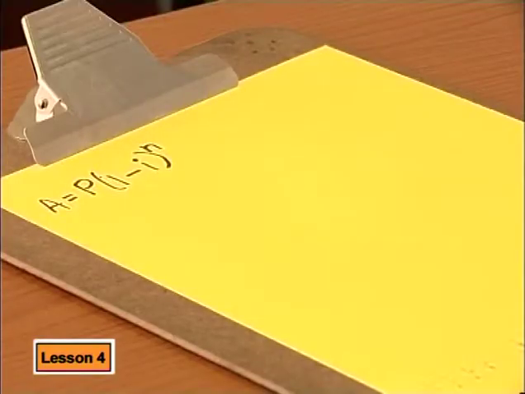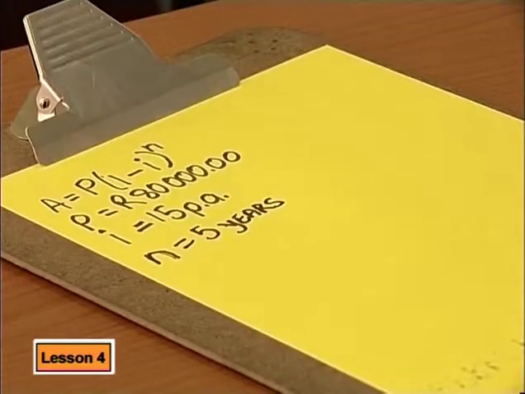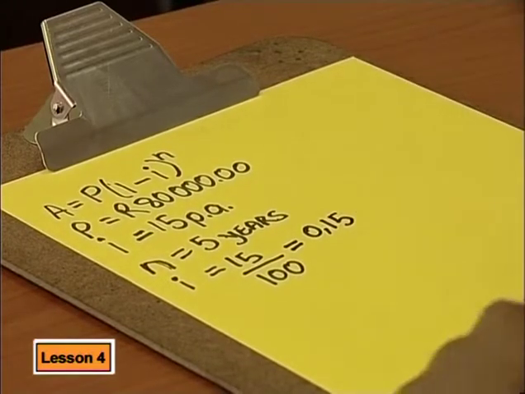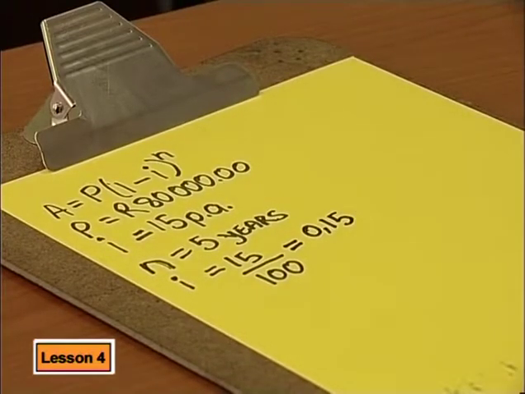P is the original value of the car, so that's 80,000. The rate of decrease is 15%. We want the value of the car after 5 years, so N is 5. Great stuff, Lucy. If you were writing a mathematics test, you would get your first mark for just choosing the correct formula. Remember that 15% is 15 out of 100, so I equals 0.15.